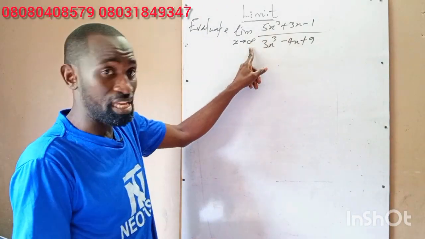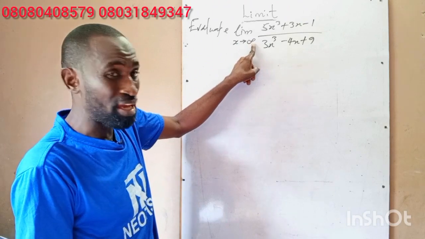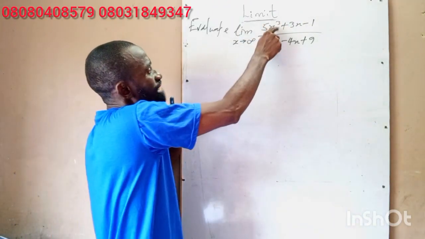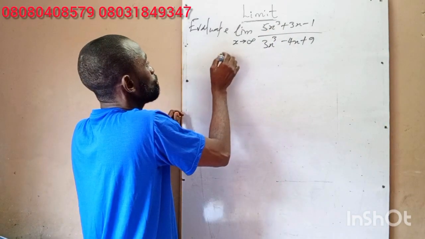Once a question like this involves infinity, this is the symbol for infinity, we divide by the highest power of x. What is the highest power of x here? This is x raised to power 3. So we now have the solution.